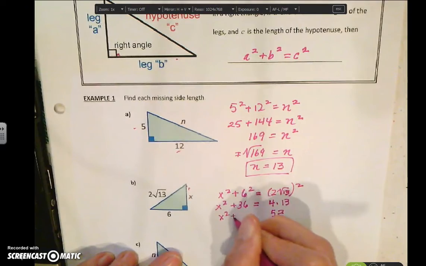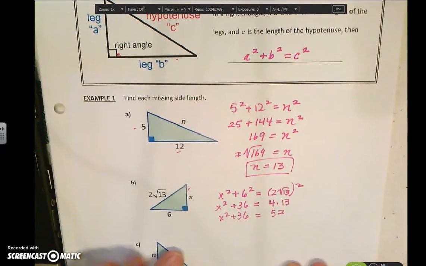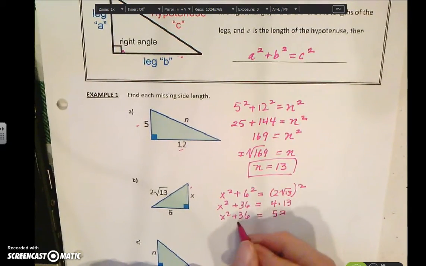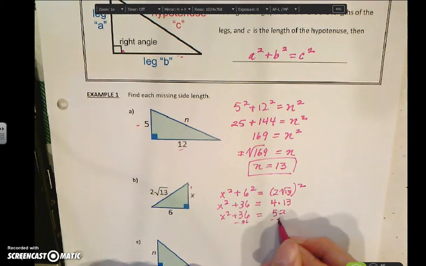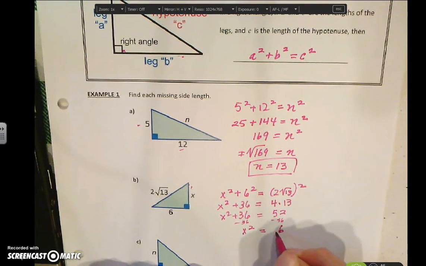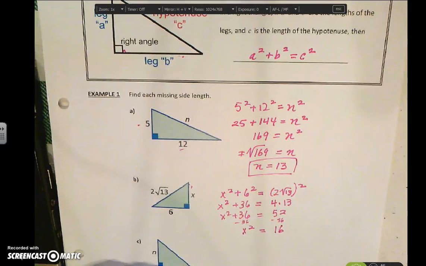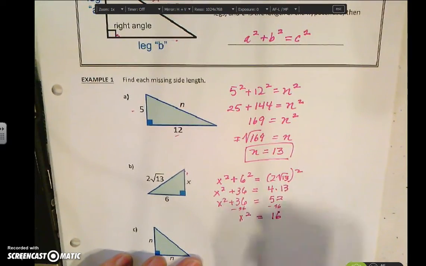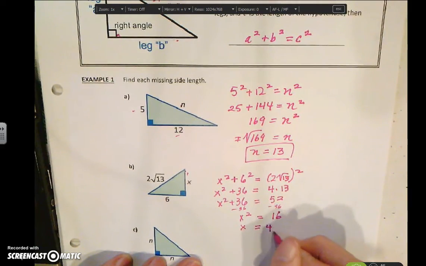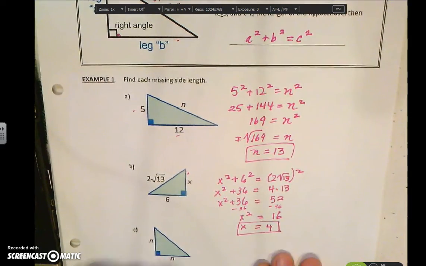So x squared plus 36 is equal to 52. To solve it, we're going to need to subtract 36 from both sides. And we get x squared is equal to 16. Then when we take the square root of both sides, we get that x is equal to plus or minus 4, but we really only want the positive length.